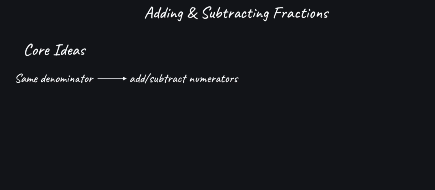So the first one is, if the denominators are the same, then you can add or subtract the numerators. What does this mean? If you have a simple fraction like 2 over 3 plus 4 over 3, the 2 is the numerator and the 3 is the denominator. Now, you see that this denominator and that denominator are the same. So they do have the same denominators.